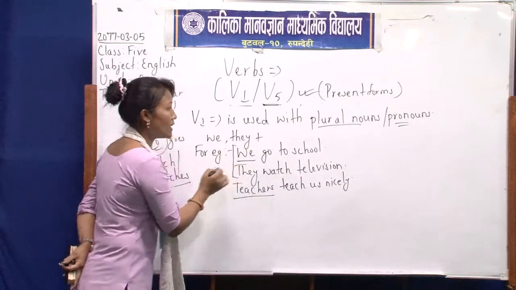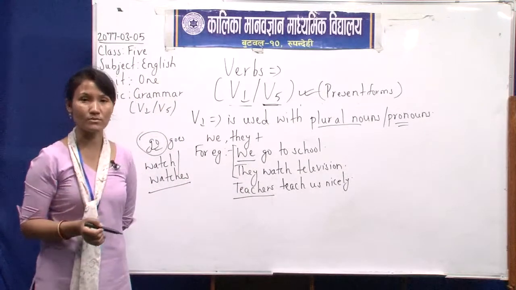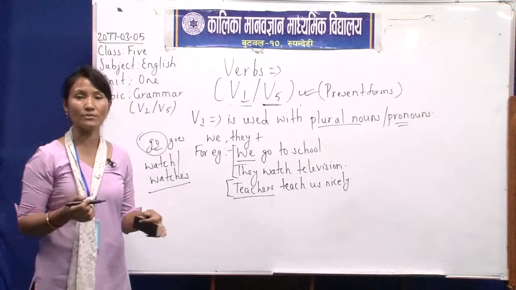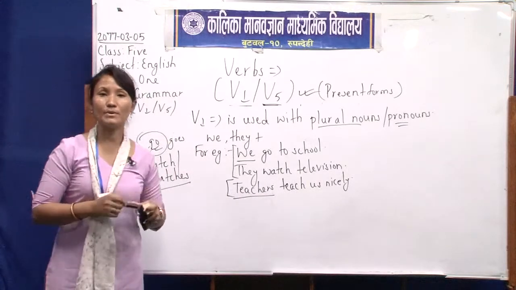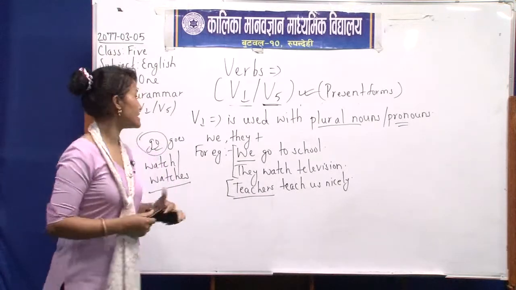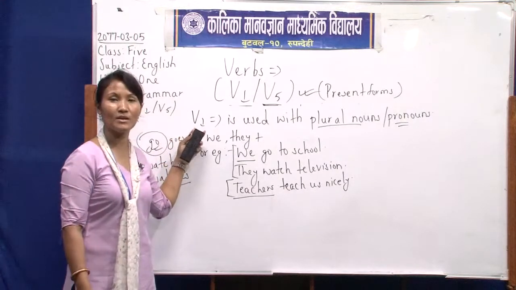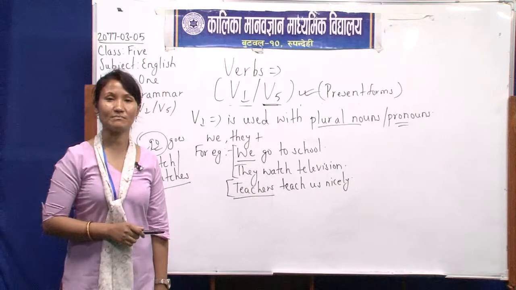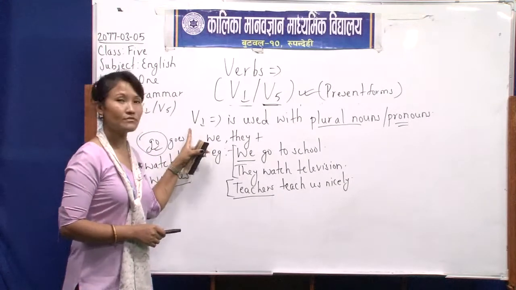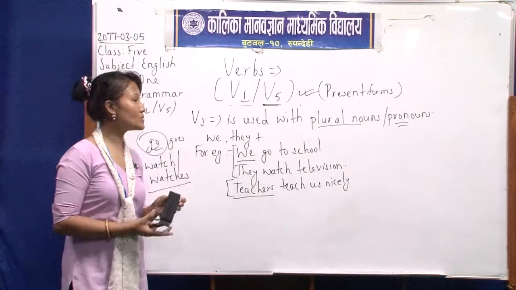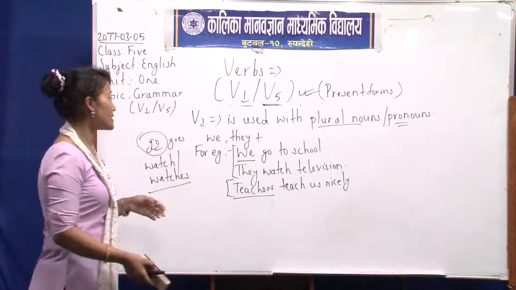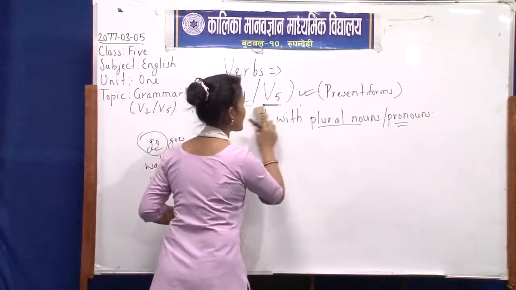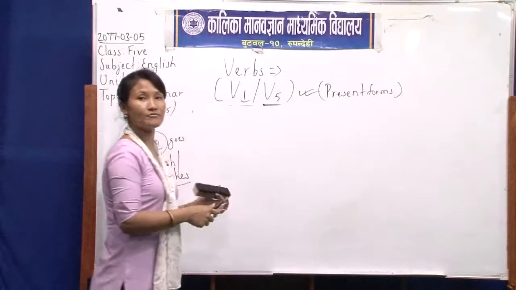Okay, now see here. These two are what? Plural pronouns. And this is a plural noun. In short, what we can say is that a plural subject takes verb 1. Okay? Plural subject takes verb 1. Keep this in mind. This is about verb 1. Now we will go to verb 5 where we are going to use them.